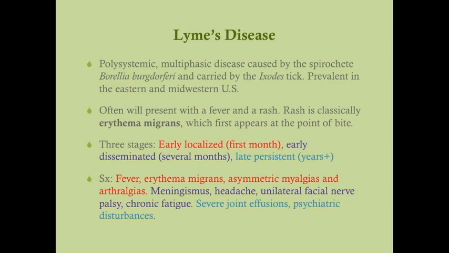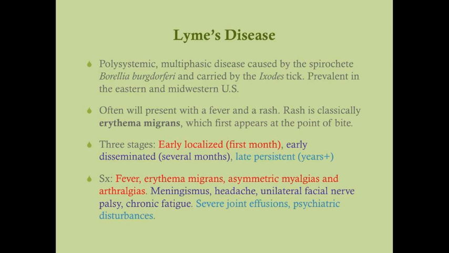So often these patients will present with a fever and a rash. That's not an uncommon presentation, but the classical rash that you will see with Lyme's disease that will really set off your radar is called Erythema migrans, which first appears at the point of the bite. And Erythema migrans is the classical target rash.